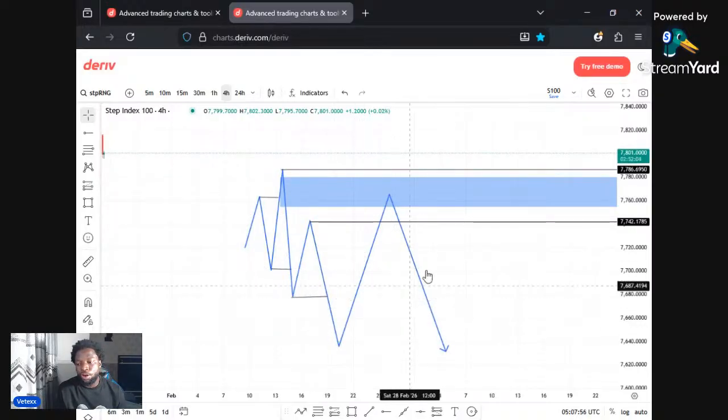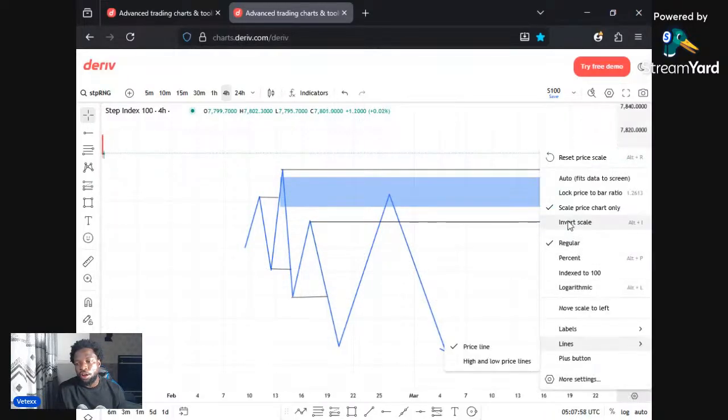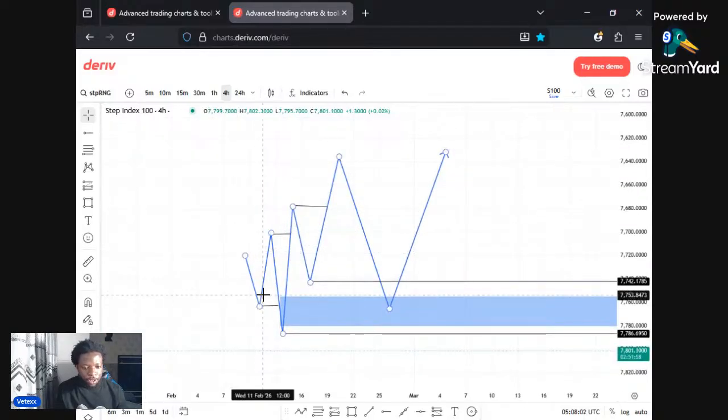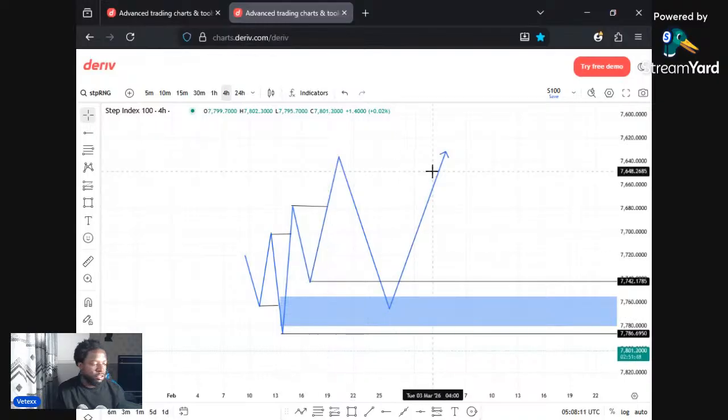The same thing you look out for when you want to sell is the same thing you look out for when you want to buy. You can see this: your first break of structure, your first strip of liquidity, second break of structure, structural liquidity, price taking it out and continuing to the opposite direction. So it's as simple as that.